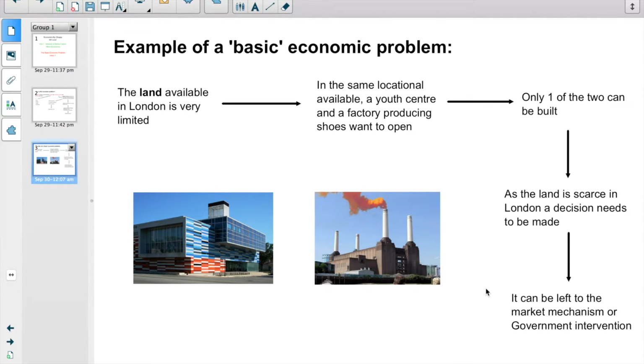Now, this is where you have to decide and make a decision. And in further videos, I will be explaining to you how we make these decisions from an economic point of view and what the best solution is. For both of the options, the youth centre and the factory, there are advantages and disadvantages to both, and there's no right or wrong answer.